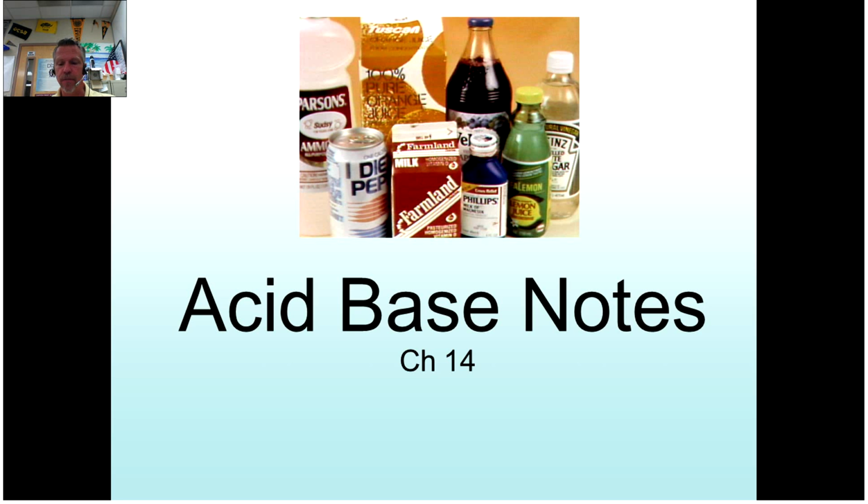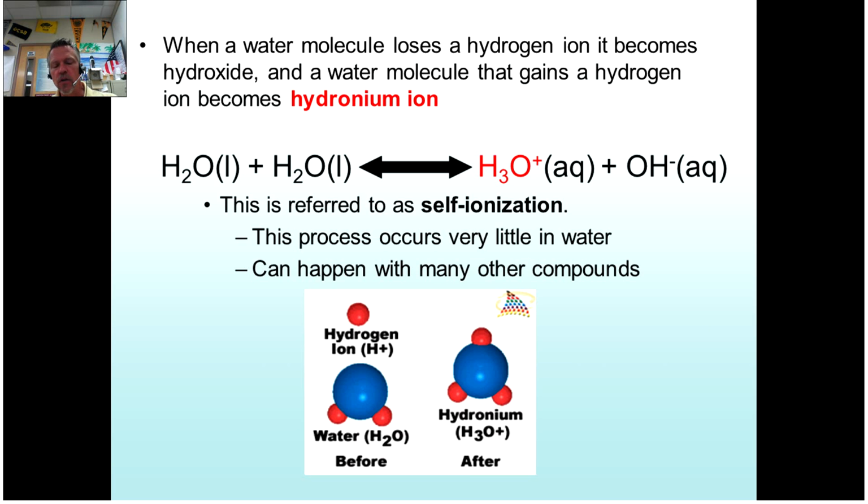Let's talk about acids and bases. All right, so the concept that we want to start out with in acids and bases is that of a hydrogen ion. A hydrogen ion is a hydrogen atom that doesn't have any electrons. It's H plus, that's the type of ion that hydrogen makes.